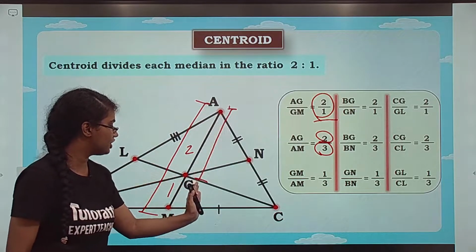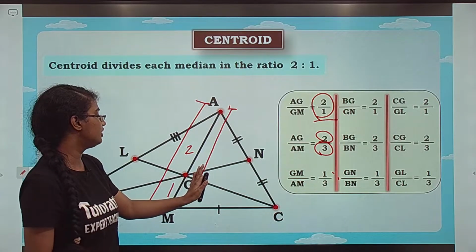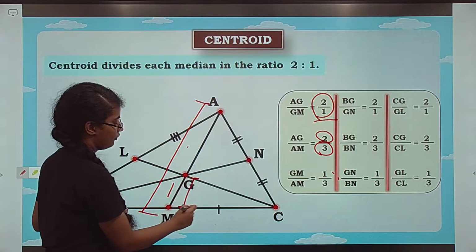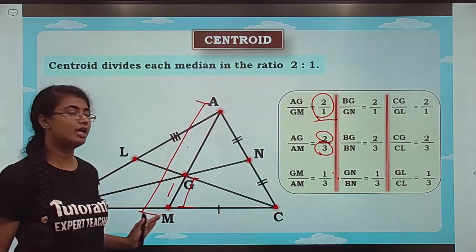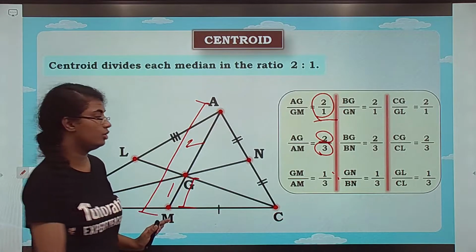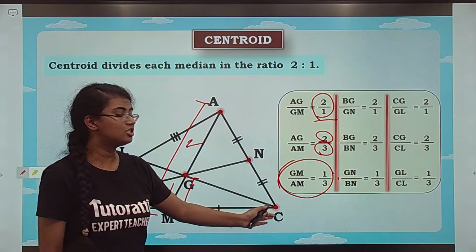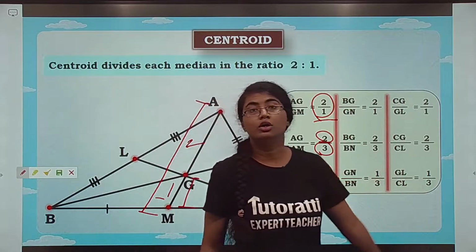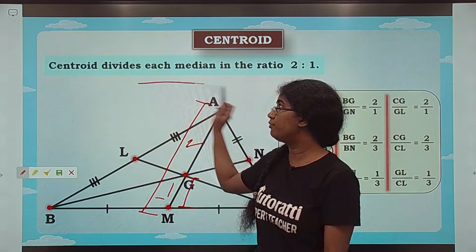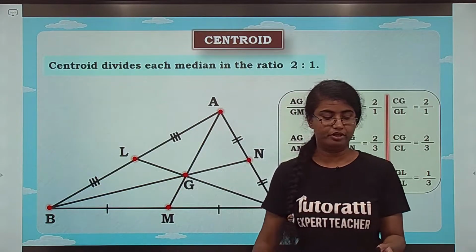If I am taking AG and the entire median, the ratio changes to 2:3. Again, now instead of taking the first half of your median, what if I take the second half? That is GM upon the entire median. Now again your median makes 2:1 ratio. So ये क्या होगा? GM upon AM is 1/3. Okay, did you all understand this? Now you can form these ratios for the remaining 2 medians of the triangle as well. ठीक है? Is the centroid property understood clearly? All right. Fine. Let's move on.